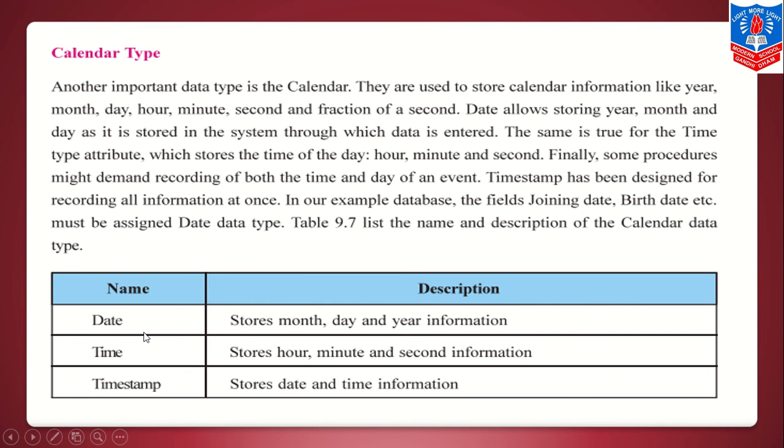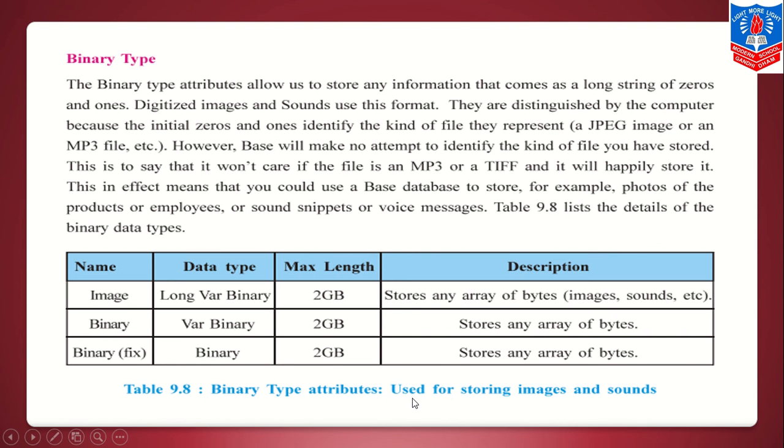Date stores month, day, year. Time stores hour, minute, second information. Then timestamp stores date and time kinds of information together.